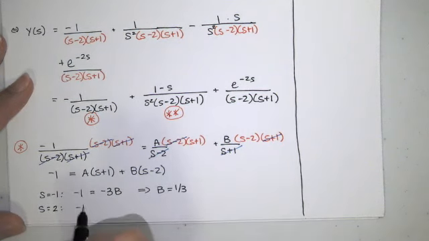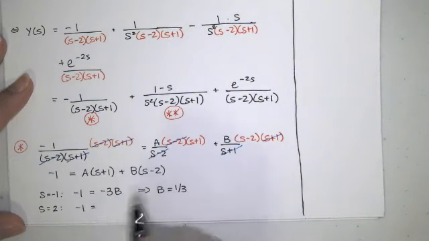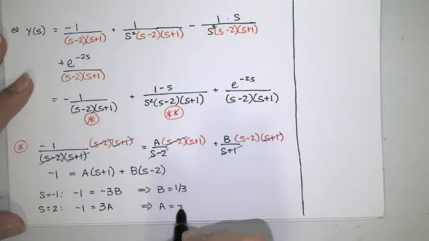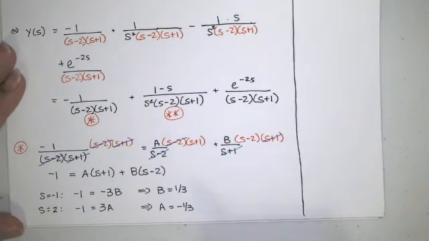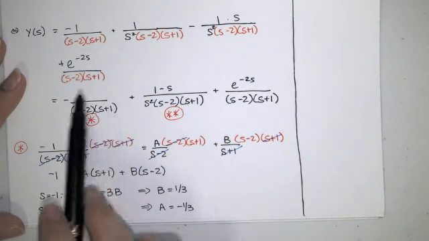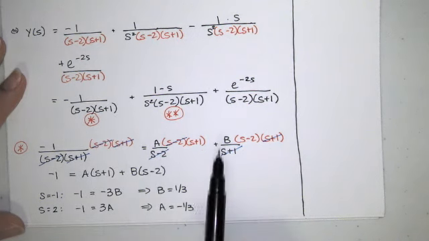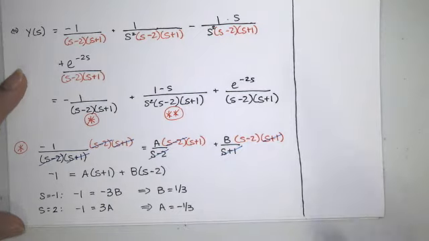So we still have -1 on the left-hand side. And we'll have a times 2 plus 1, which is 3. And then we have b times 2 minus 2, which is 0. So we just end up with this, which means that a equals -1/3. So the partial fraction decomposition for this expression is -1/3 over s minus 2 plus 1/3 over s plus 1.